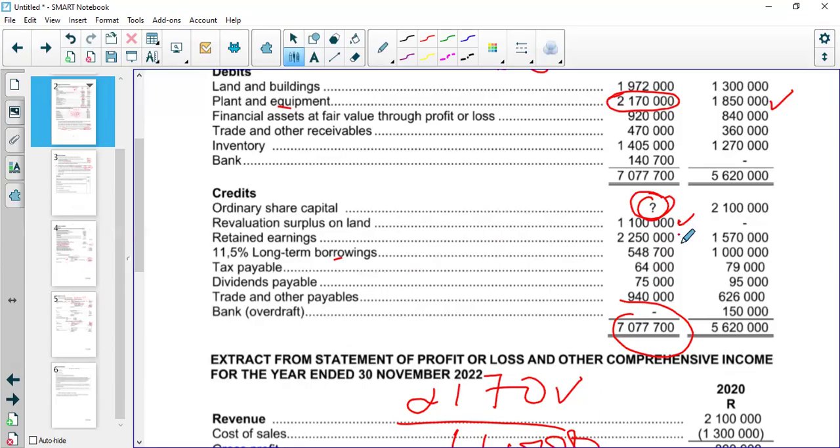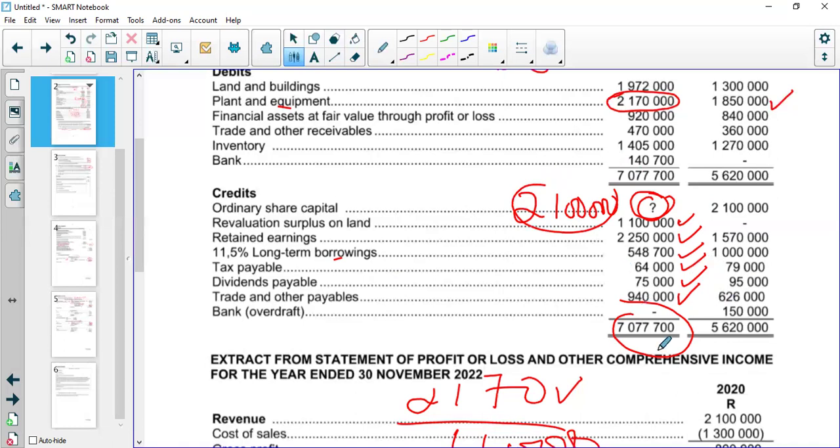I'm going to subtract retained earnings less 2250. I'm going to subtract 548700. I'm subtracting 64,000. I'm subtracting 75,000. I subtract 940,000. So it's still 2.1, which means that there's no change. So there was nothing issued here. That's a waste of time, huh?